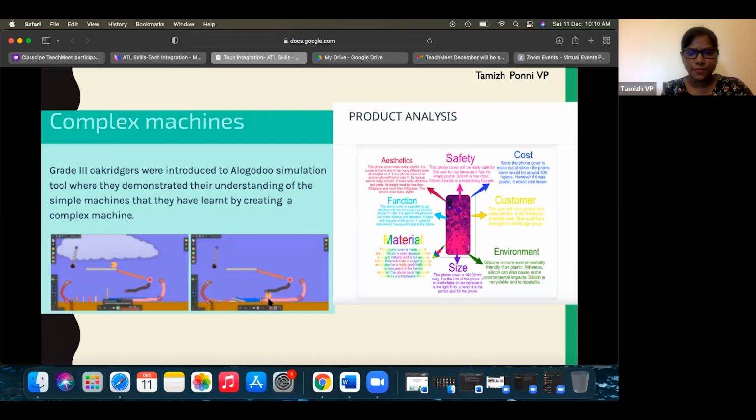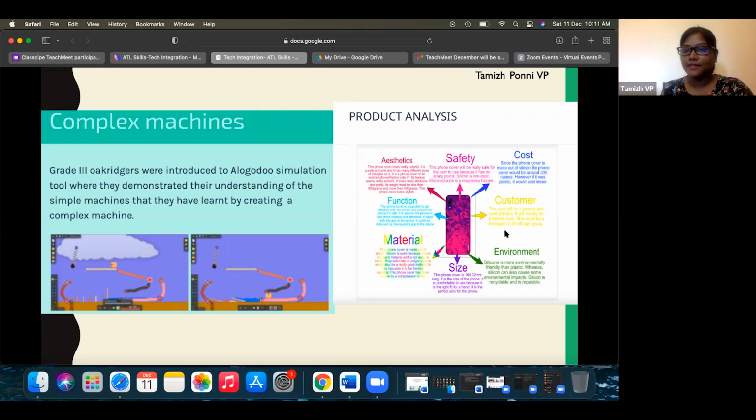So basically, there was a beaker with water over here, and they're supposed to make the ball go and get into that beaker. So what kind of force is needed, what kind of materials are needed, and they were able to construct that whole machine first as a simulation, and then they try to do it for real. So that's how they were able to transfer the skill.